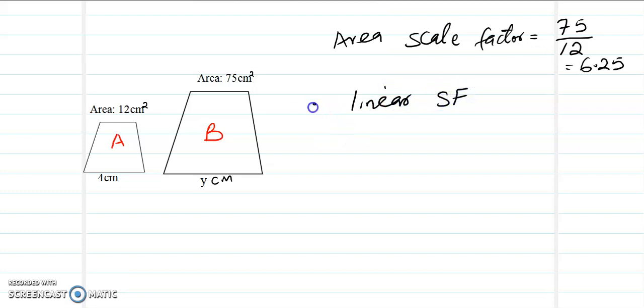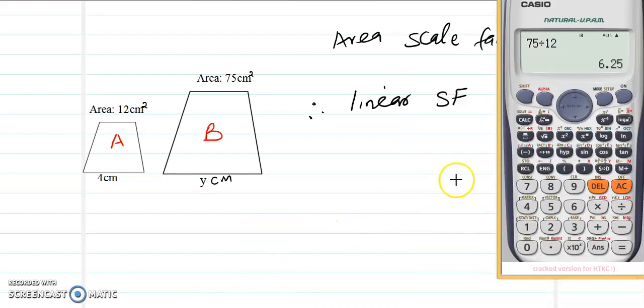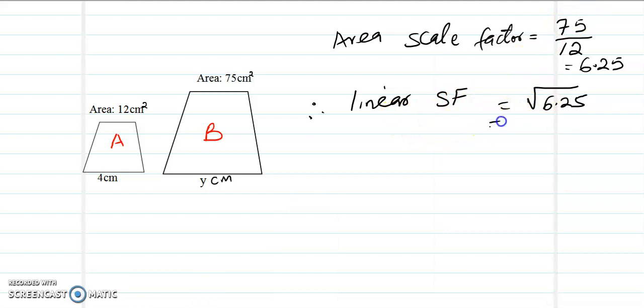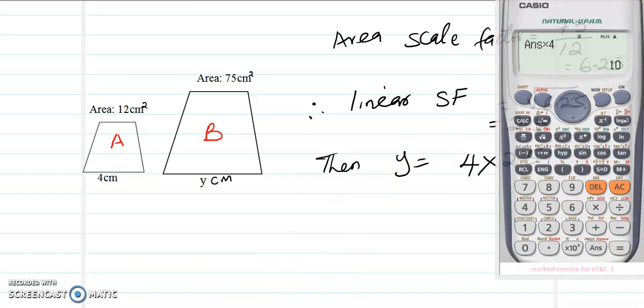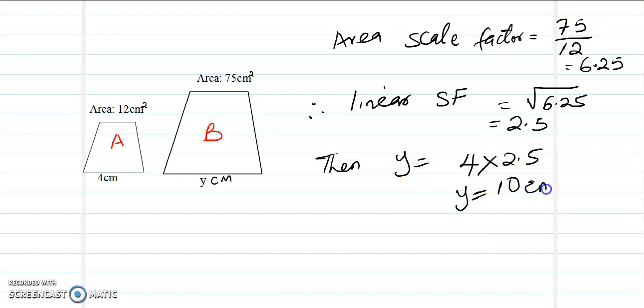Therefore, the linear scale factor will now be the square root of 6.25. I'll find the square root of this, and the square root of 6.25 gives us 2.5. So the linear scale factor is 2.5. So then y will be, since I'm moving from small to big, I will multiply. y will be 4 times 2.5. So 2.5 multiplied by 4 gives us 10. So the value of y is 10 cm.